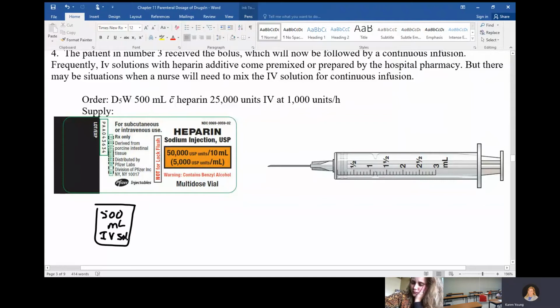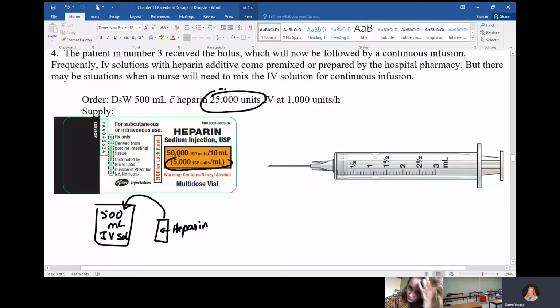We're going to have to add, this is our heparin, to the bag, which means there's a port on there that we can inject that heparin into the bag and mix it up, basically diluting the heparin. But how much heparin do we need to put in the bag for this 25,000 units? All I need to calculate that is the 25,000 units and the 5,000 units per milliliter.